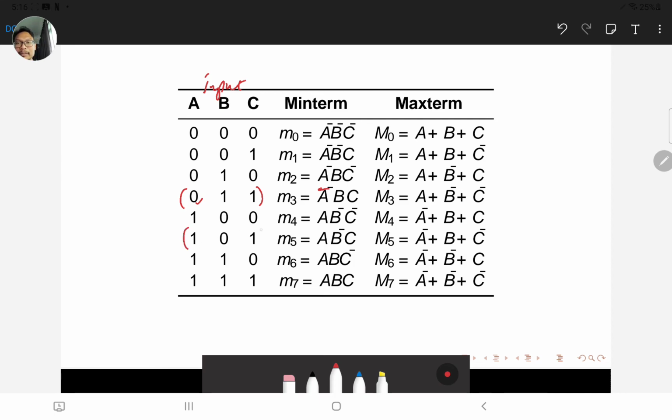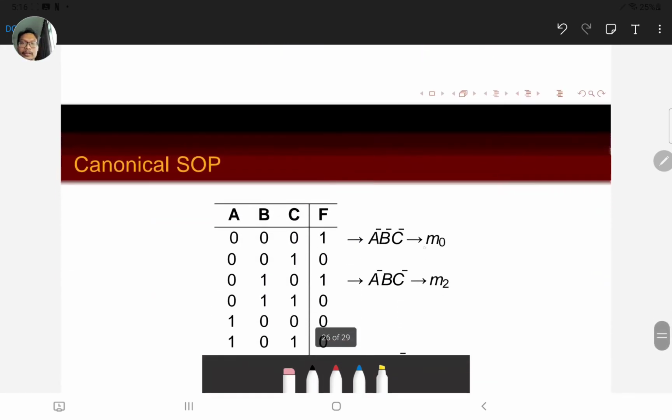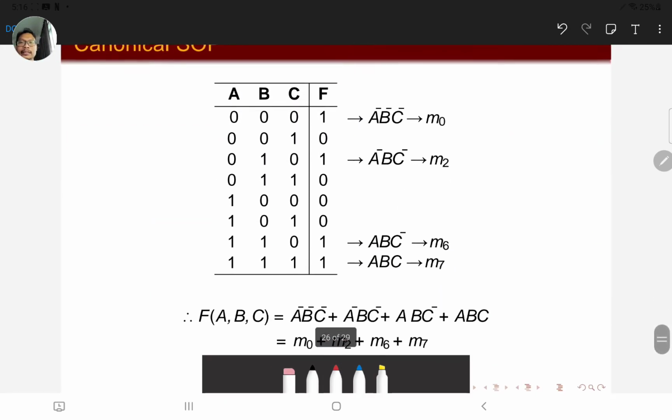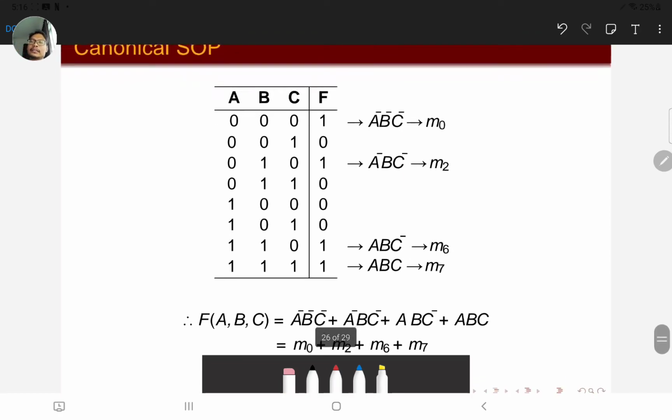Let's look at the max term. What is the max term for the input 101? It is in fact A bar, because it's a 1. For the max term, a 1 is a bar, and for B, you notice there's no bar, because B is a 0 for the max term. And from there we can get the canonical form.